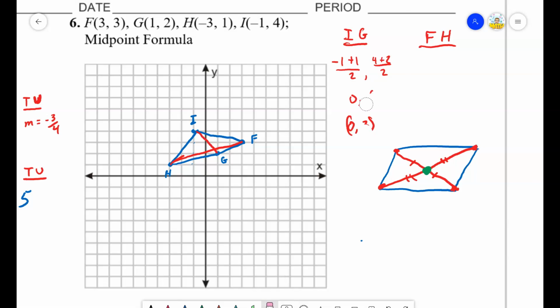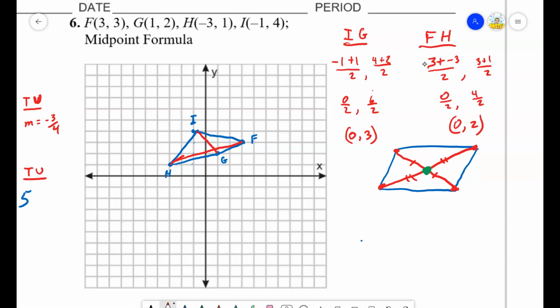And now I want to try to verify if FH has the same midpoint. About the midpoint of FH, I'm going to take 3, the x-coordinate for F, and -3, the x-coordinate for H, and we'll divide that by 2. And then I'm going to take the y-coordinates, which for F is also 3, and for H is 1. I'm going to add them together and divide by 2. So I do get the same x-coordinate, looks like. I get 0 divided by 2, but then I'm going to have 4 divided by 2 here. So my midpoint here would be 0 and 2.